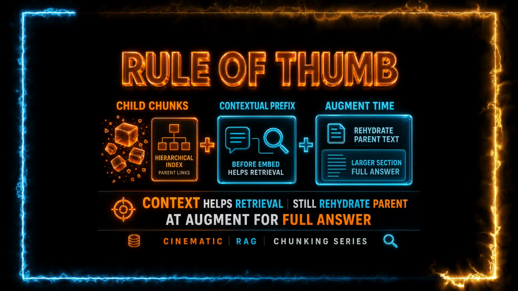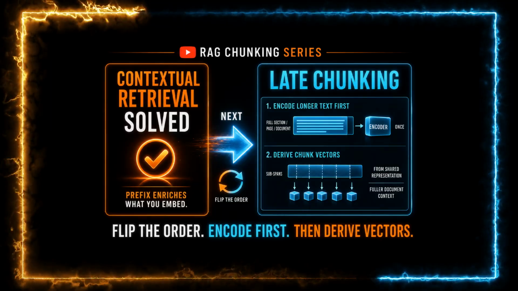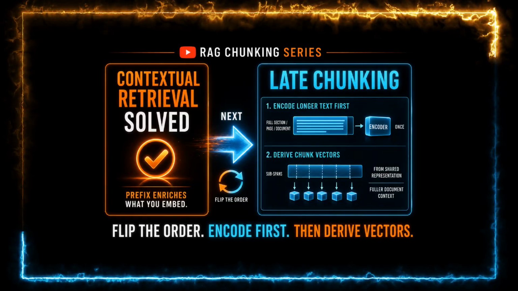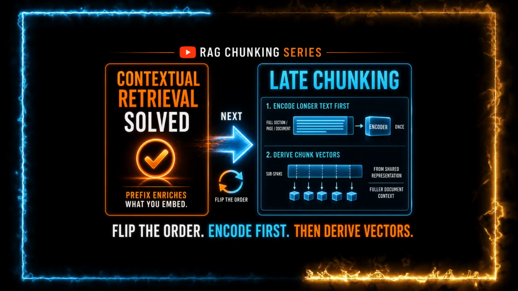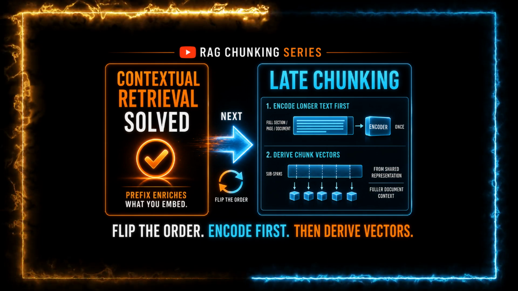You may still rehydrate parent text at augment time for the full answer. Contextual retrieval enriches what you embed. Next, late chunking. Flip the order. Encode longer text first, then derive chunk vectors with fuller document context.